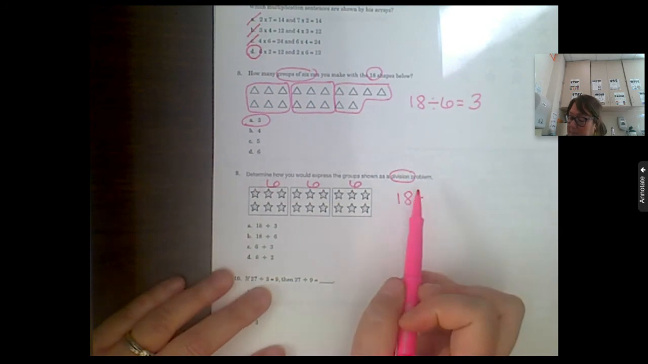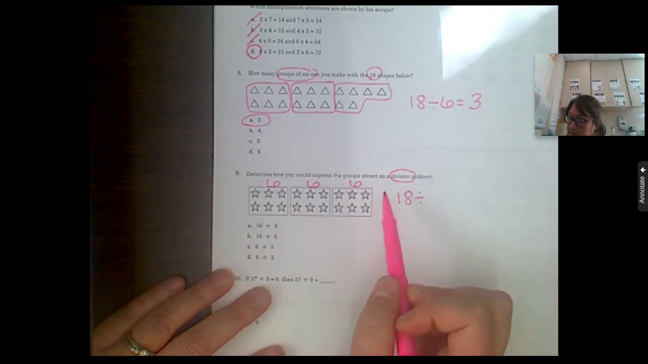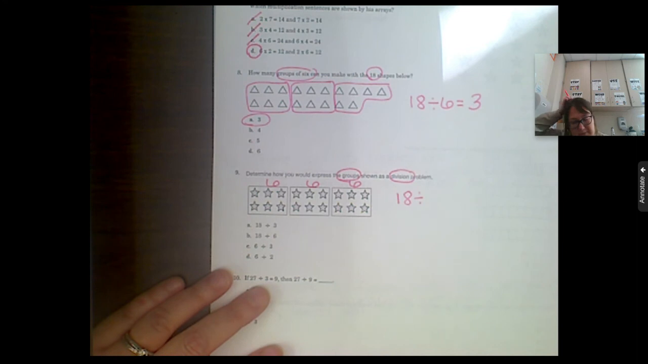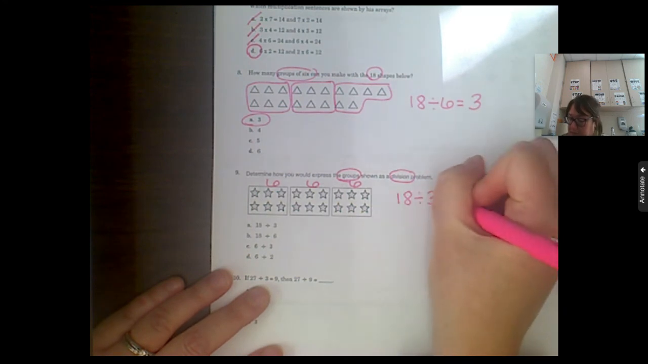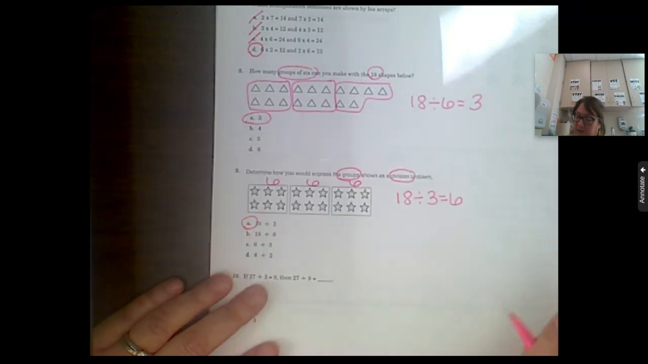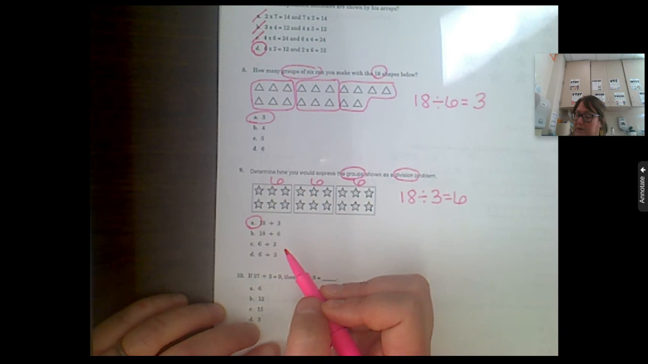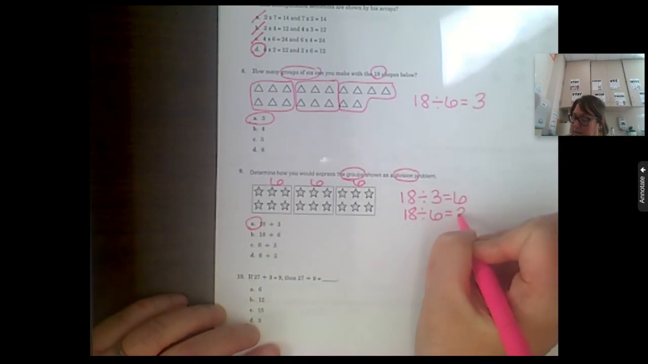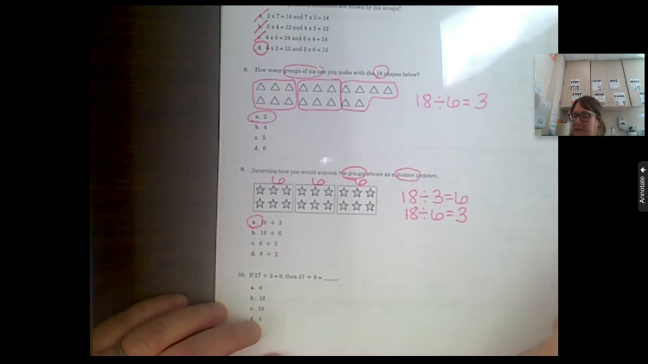And I'm dividing by, well, let's see here. It says determine how you express the groups as shown by a division problem. So really, we can do 18 divided by 3 because there's 3 groups equals 6, okay? And that second one too, A and B, I would honestly take because we can rewrite that as 18 divided by 6 equals 3. So that's trying to get a little bit tricky there, and really either one would be fine there, okay?